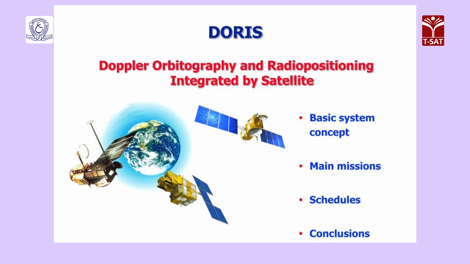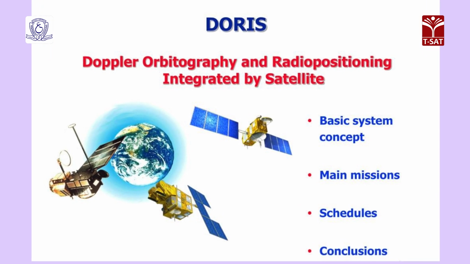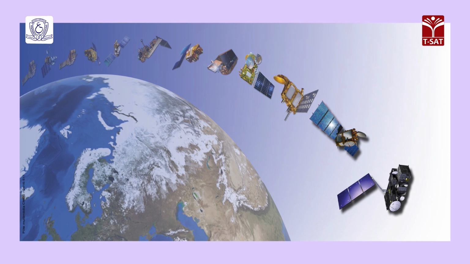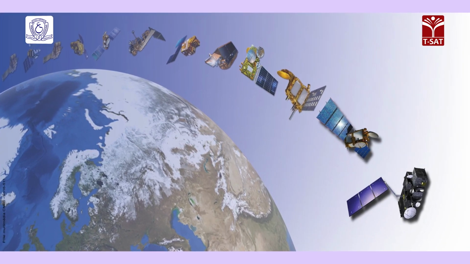DORIS. Doppler Orbitography and Radio positioning Integrated by Satellite. DORIS is a French precision navigation system. Unlike other GNSS systems, it is based on static emitting stations around the world, the receiver being on the satellite in order to precisely determine its orbital position. The system may also be used for mobile receivers on land with more limited usage and coverage.